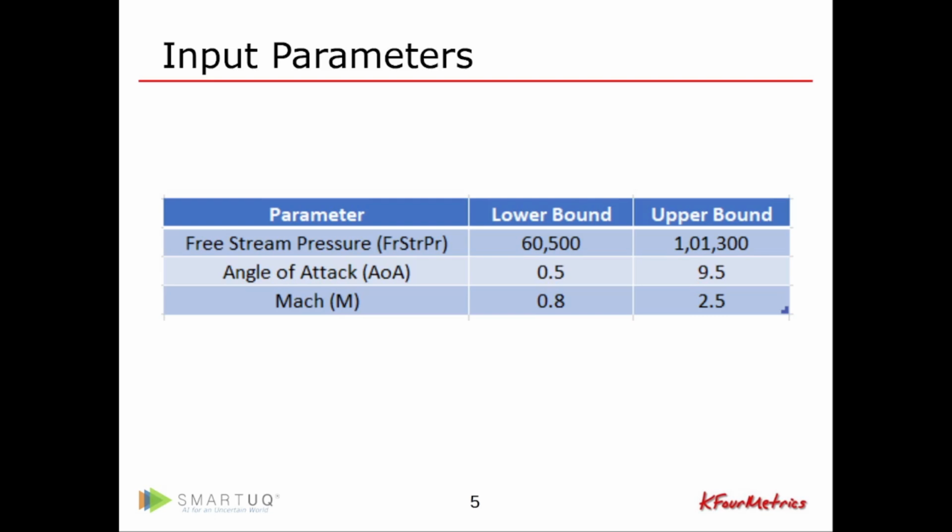Two variables are angle of attack and Mach number. The third variable is the free stream pressure. Free stream pressure refers to the pressure of the fluid before it interacts with an object or a surface. So it represents the undisturbed pressure of the flow. So a change in the free stream pressure indicates a change in altitude or airspeed. So since we are doing trajectory plotting, we are considering this parameter.